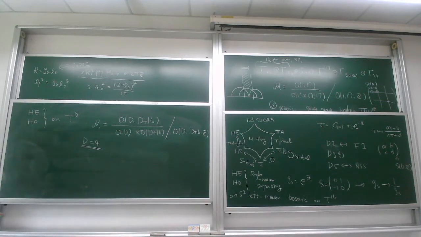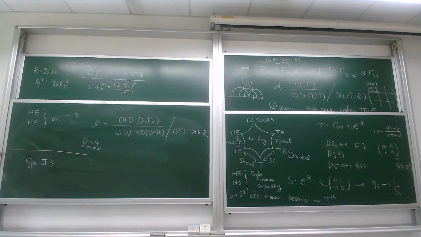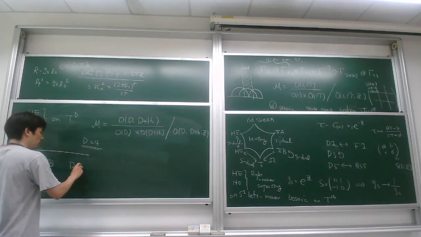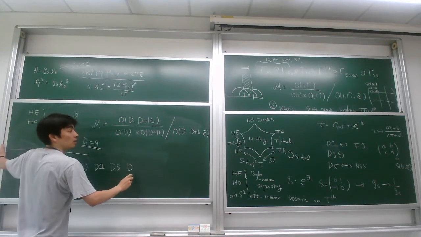So remember type 1. What kind of D-brane does type 1 theory have? Let's first start with a very simple thing. You guys should know: what kind of D-branes do you have in type 2B? Good. D(-1), D1, D3, and then D5.